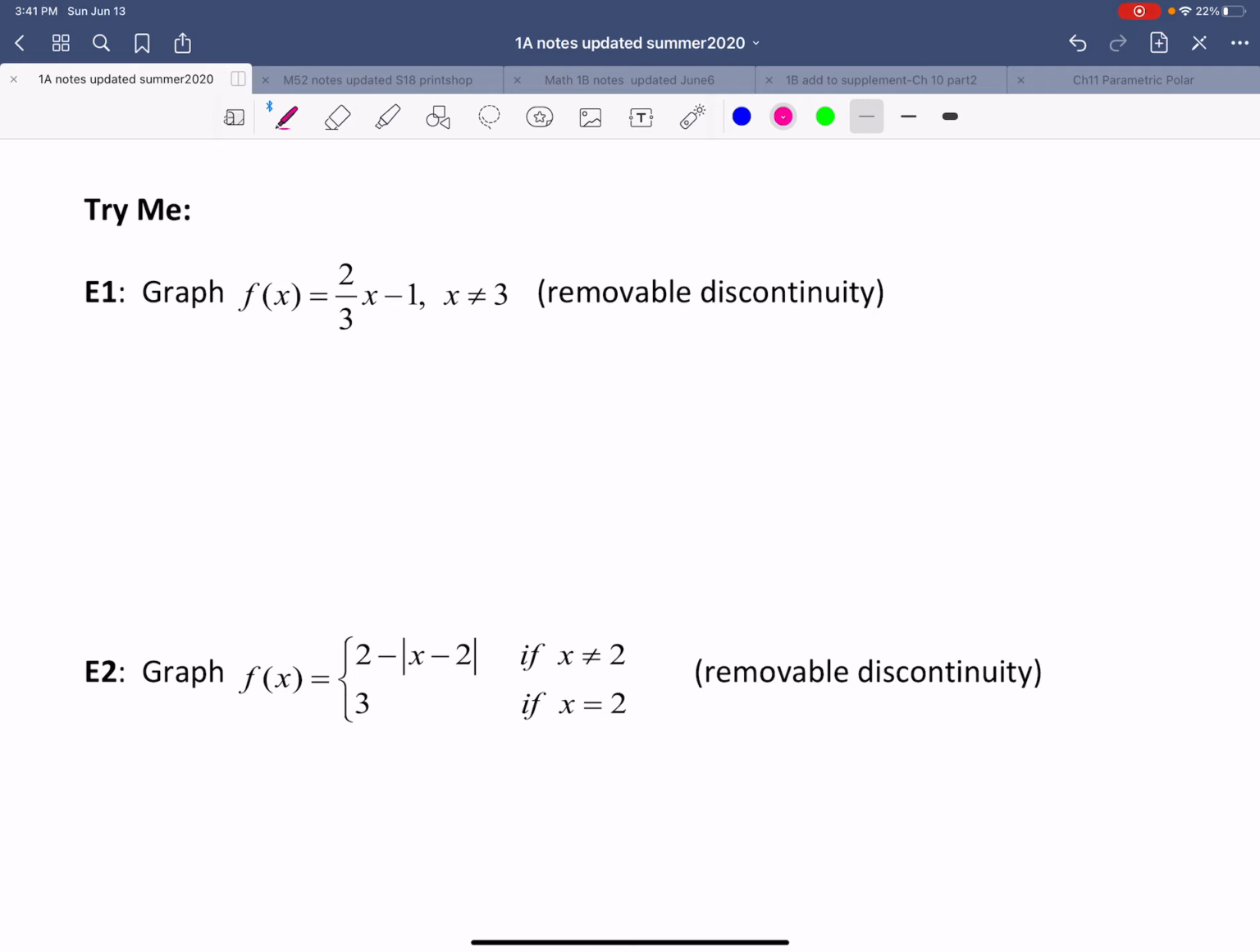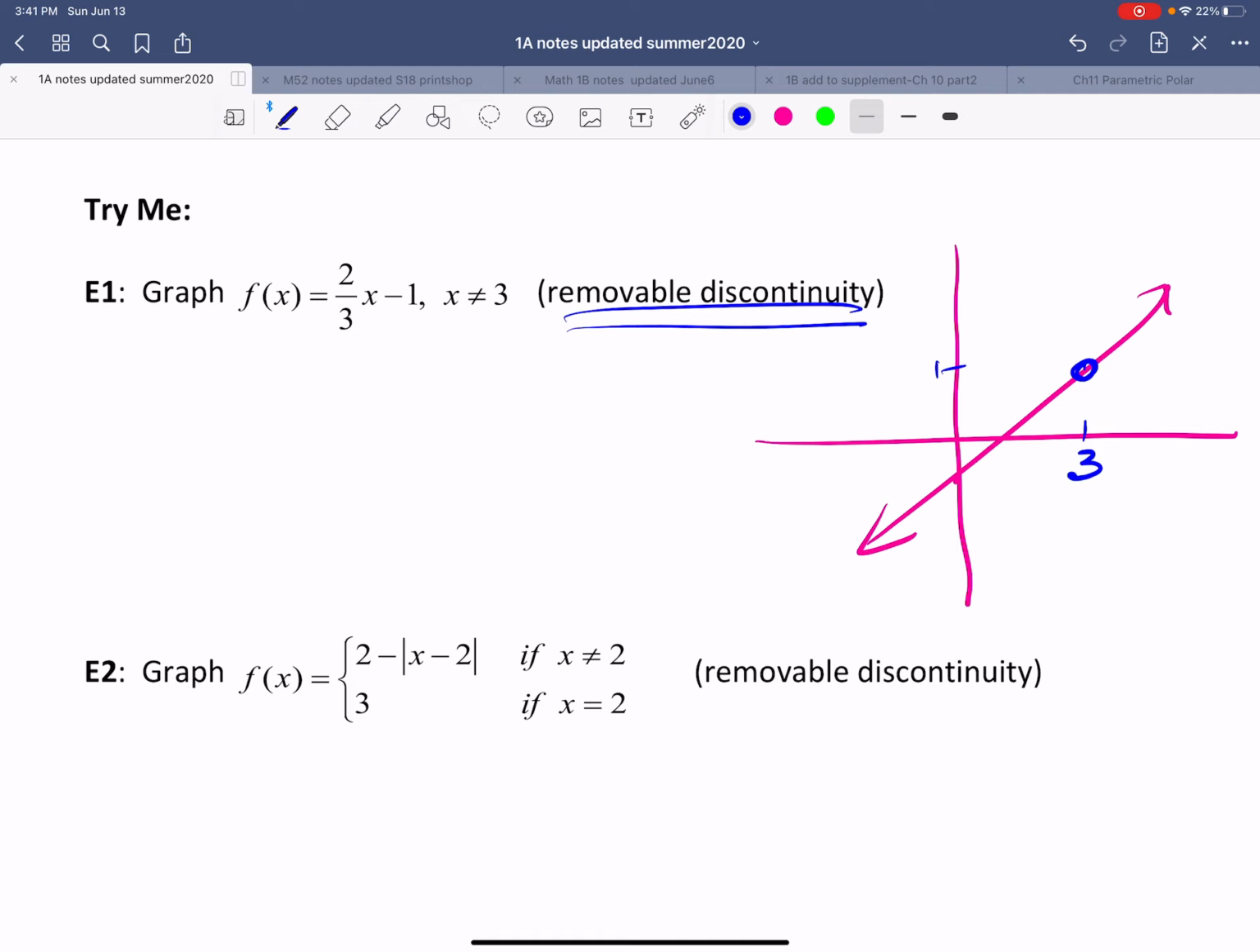Okay? Graph f of x is 2/3 x minus 1, x is not equal to 3. I'm going to go ahead and graph here 2/3 x minus 1. So start from -1, go up 2/3, something like this is how this graph looks. But x is not equal to 3, so there is going to be a hole at x equals 3. When x is 3, y will be 1. So this is the graph, and we have a removable discontinuity here.